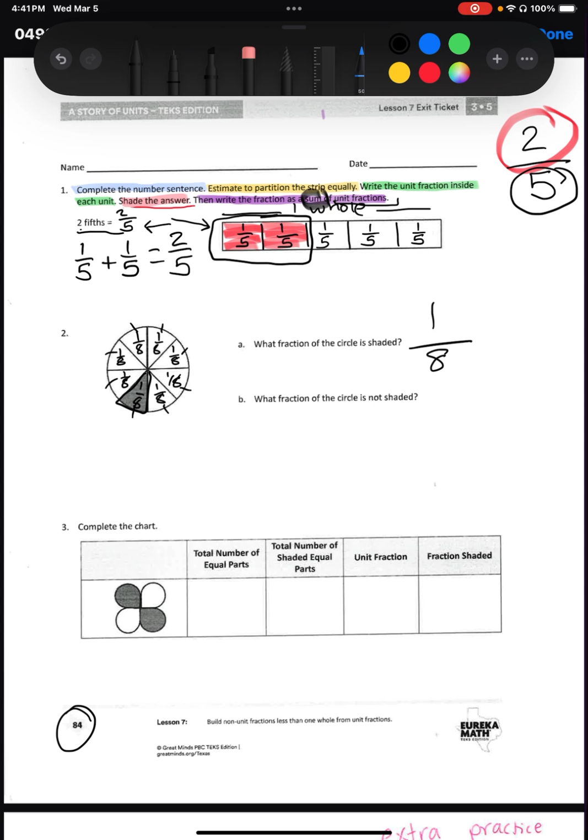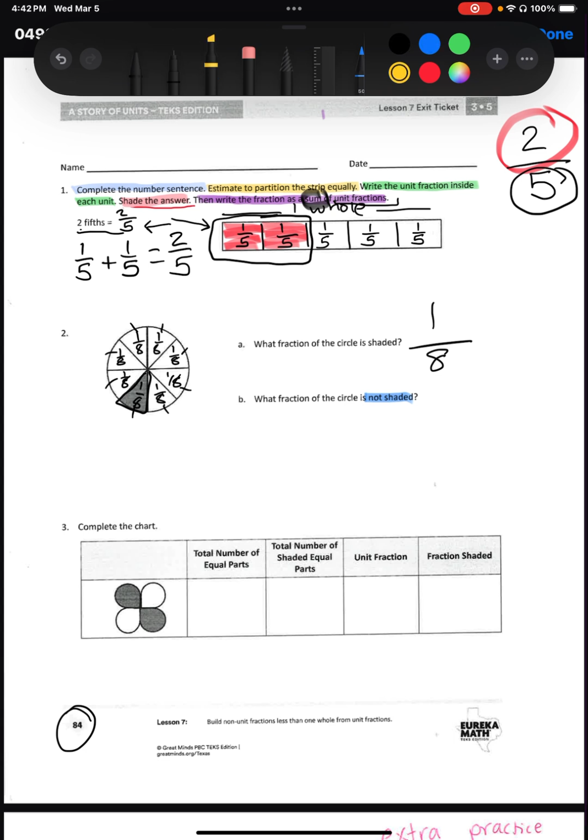And now we can answer the second part, which says, what fraction of the circle is not shaded? And this has been kind of the hiccup this week. So often kids are asked to find or represent the shaded part of a whole or the shaded part of a shape. And it's hard for them to start thinking about, sometimes they're not asked that. Sometimes they're asked what part is not shaded. And in this case, we would need to add up how many pieces are not shaded.